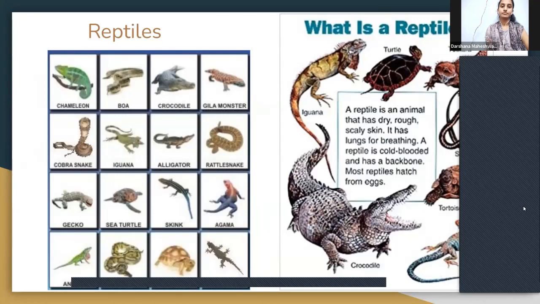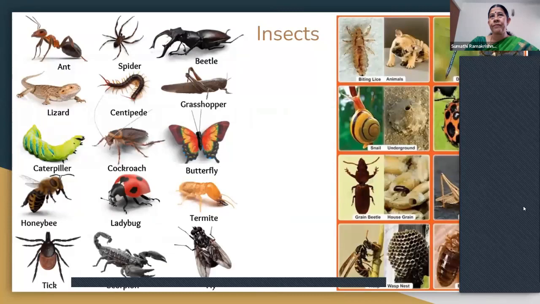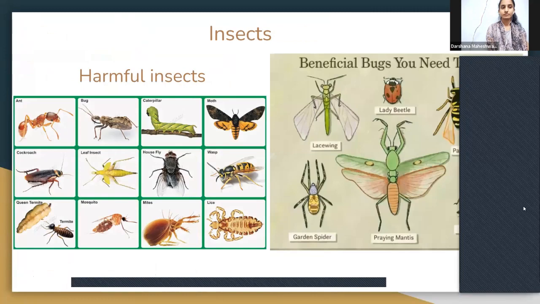Then comes insects. Here also you have insects which are good and which are not good. Both categories are there. You can talk about harmful insects and beneficial insects. Harmful insects spoil the plants and even cause diseases to us. Beneficial bugs help us. So in both ways we have insects.